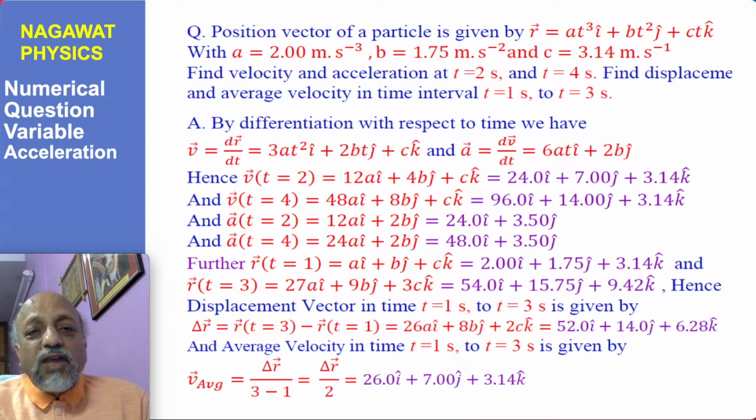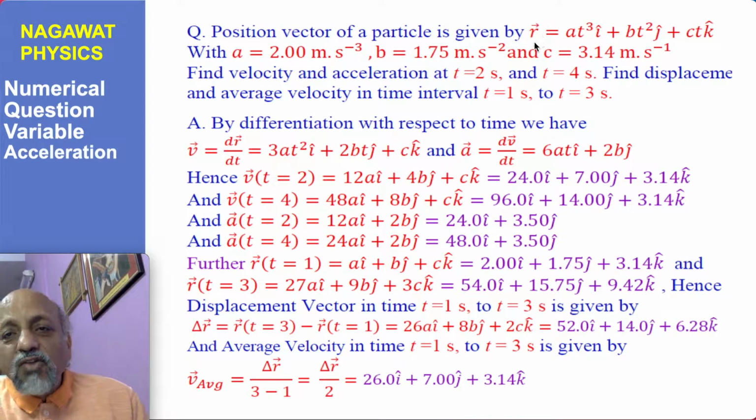So I consider an example here just to revise our understanding, and the example is not of uniform acceleration or uniform motion or state of rest. This I have chosen for a variable acceleration. So when acceleration is dependent on a function of time, the numerical question is taken, and a similar question was taken earlier for 1 dimension also. Now suppose the position vector of a particle is given by this relationship.